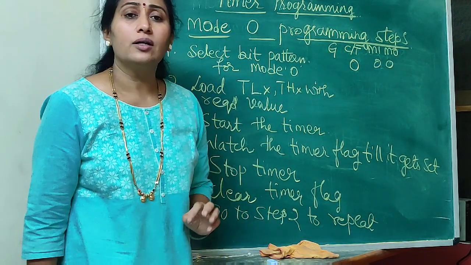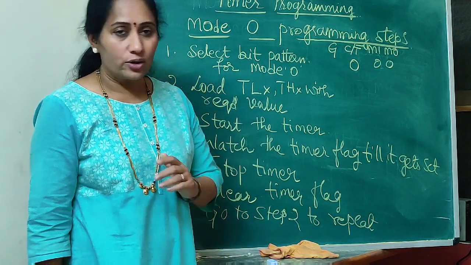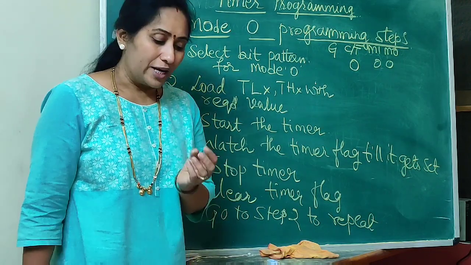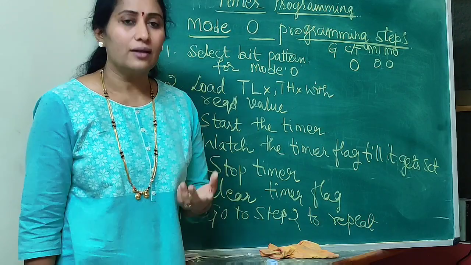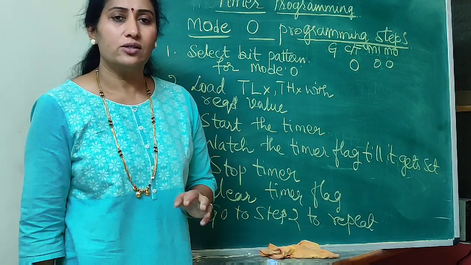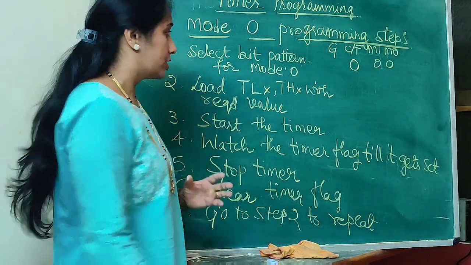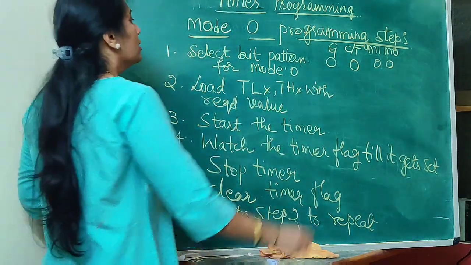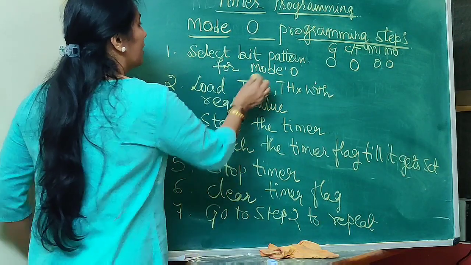And here I want the software control method in order to start the timer and in order to stop the timer. I mean that by using the instruction, I want to start the timer operation, and by using the instruction, I want to stop the timer operation. So for which the gate should be equal to 0. Okay, so that means select the bit pattern, the first step.